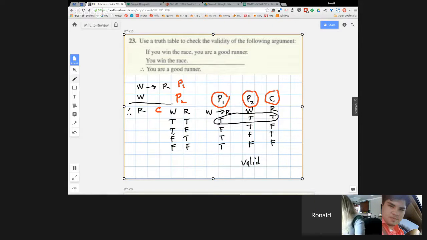Okay. Standard truth table. Go through the rules. Circle all the rows where all the premises are true. Well, in this case, we have what? Two premises. There is only one line, the top one, where both the premises are true. So now all you need to do is check, are there any false conclusions in the circles? And there are not. Therefore, this is a valid argument, and we used a truth table to see that.